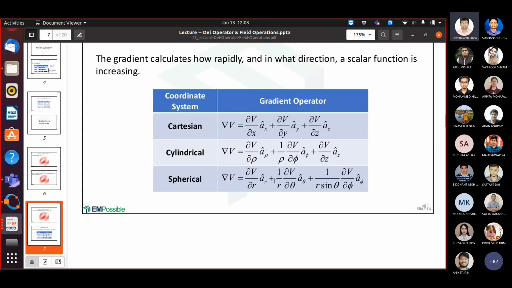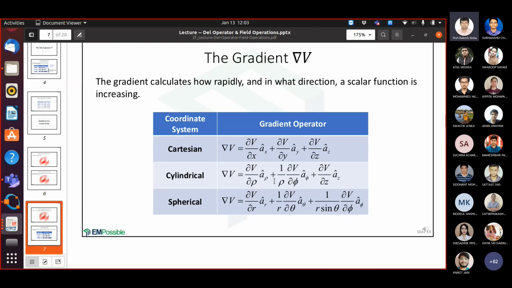This is the way you can calculate the gradient. If you have the gradient of a scalar quantity v, in a volume, it is del v del x in the x direction, then the change in the y direction, and the change in the z direction. This is the way we calculate the gradient.